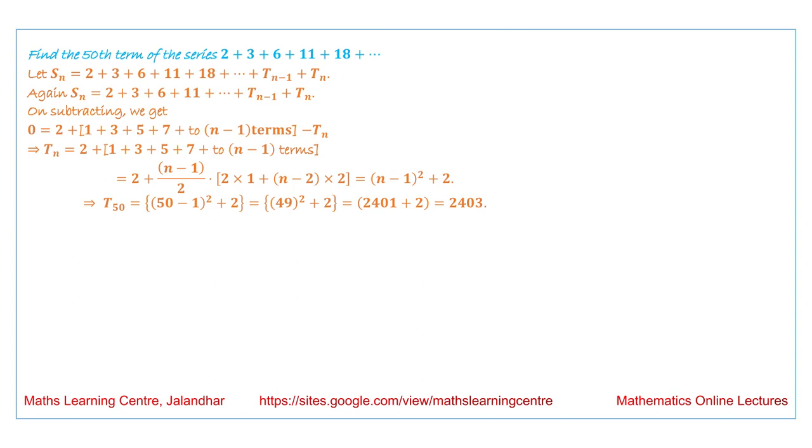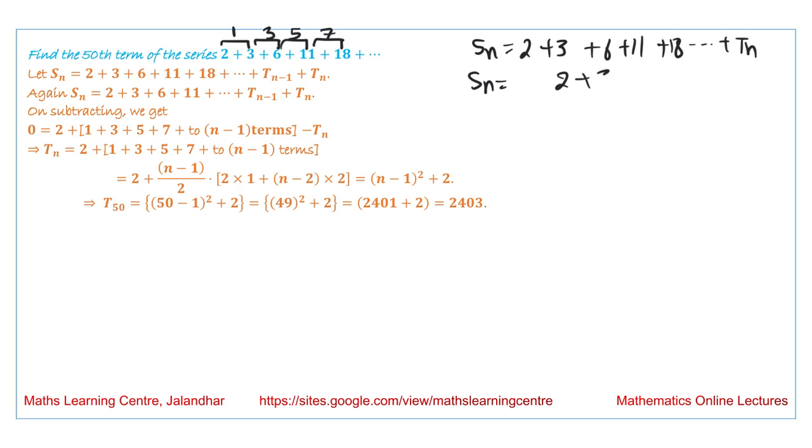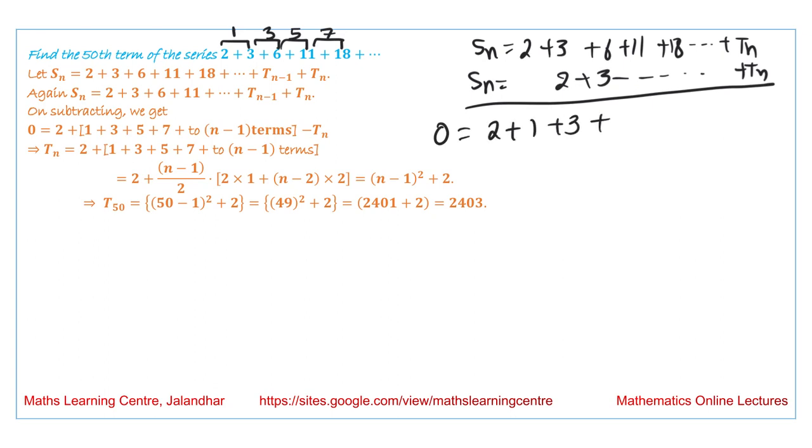Now next is find the sum of the 50 terms of this series. You can see the difference between these two is 1, between these two is 3, between these two is 5, between these two is 7. So this forms an AP. So we are writing Sn is equal to 2 plus 3 plus 6 plus 11 plus 18 and so on up to Tn. Again Sn is equal to 2 plus 3 and so on up to Tn. If you subtract these values, you will get 0 is equal to 2 plus 1 plus 3 plus 5 plus 7 and so on up to n minus 1 terms, minus Tn.